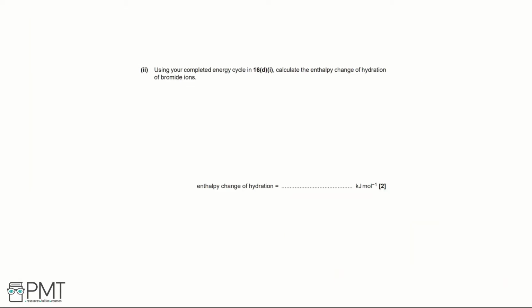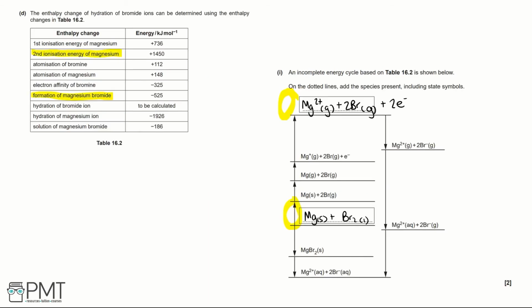Part 2. Using your completed energy cycle in 16D1, calculate the enthalpy change of hydration of bromide ions. So for this question, I think it's better if we return to the previous part of the question, where we've got our energy cycle that's now completed. So the first thing we should do with this question is fill out the numbers that we already know, which are here, and assign them to an arrow.